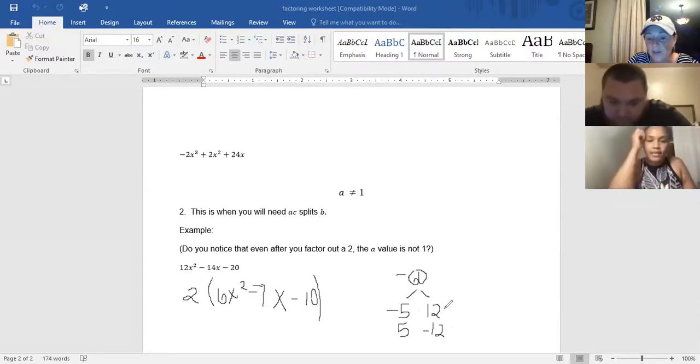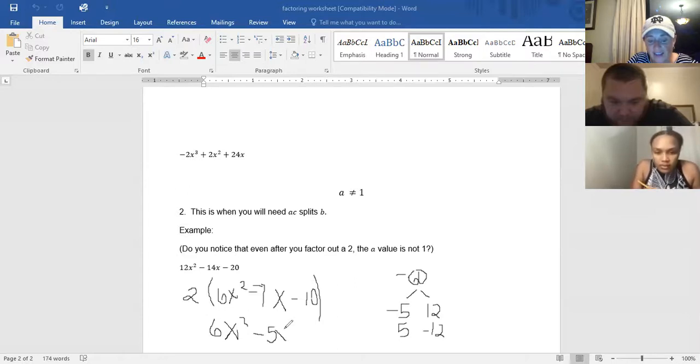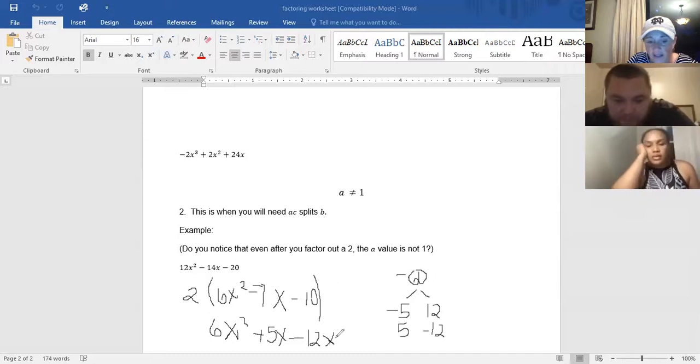Are you going to use 5 and 12, or which one? -5 and 12 or 5 and -12? 5 and -12. 5 and -7. So just ignore the 2. We'll bring that down later. And then you know how to do this. 6x squared plus 5x minus 12x minus 10. Do you see how I split that up? It's really the same thing. This adds up to -7. And then you just box it. This is no harder than the boxes we were doing.